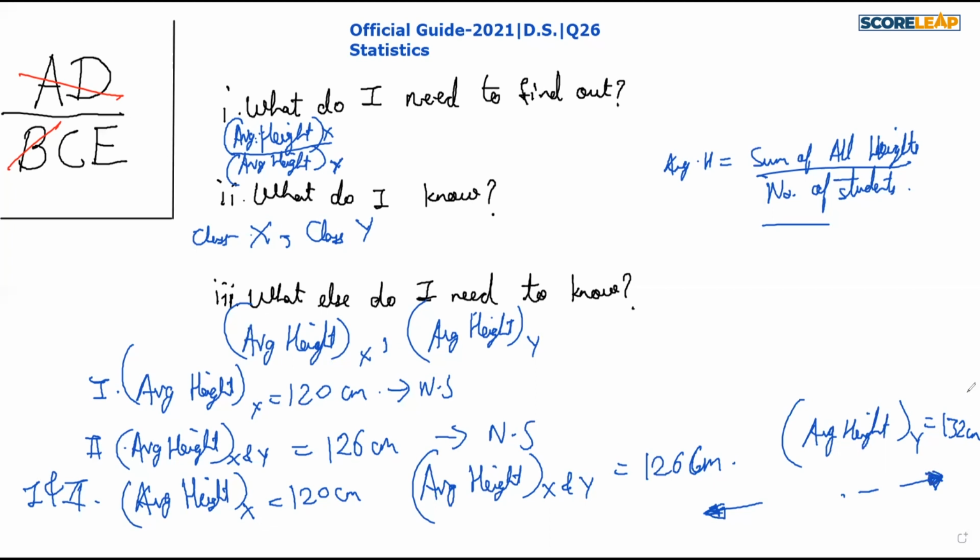If we cannot figure out the average height of class Y, then how can we figure out the ratio of the average height of class X to the average height of class Y? So statements 1 and 2 combined are also not sufficient to answer our question. The correct answer here will be option E. I hope it is clear.